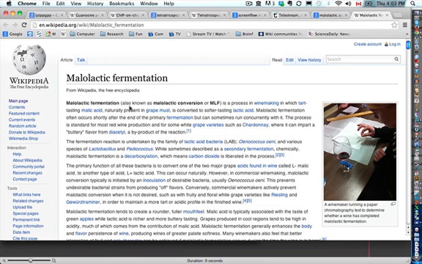Malolactic fermentation is a process in winemaking in which tart-tasting malic acid, naturally present in grape must, is converted to lactic acid. Oh, they're taking malate and converting it into lactic acid. Okay, so how do they do this?